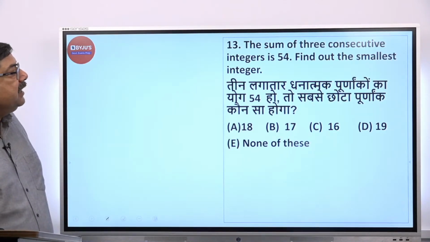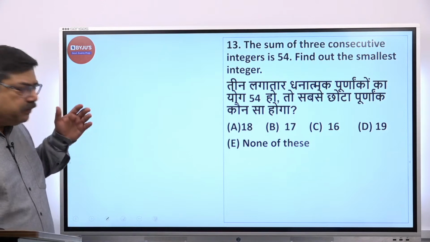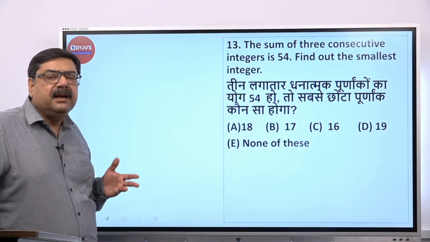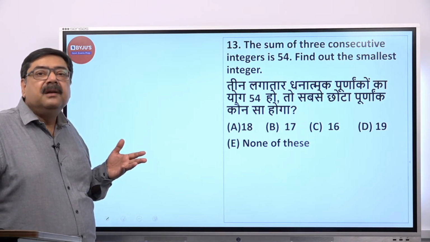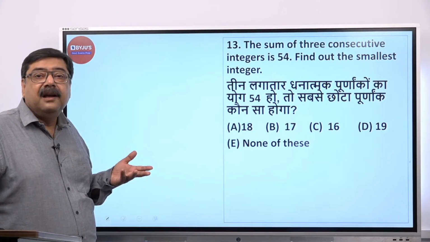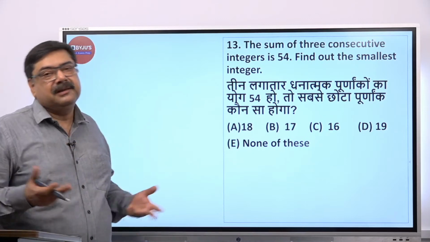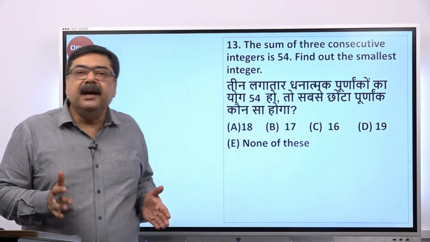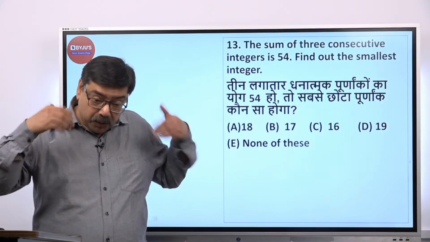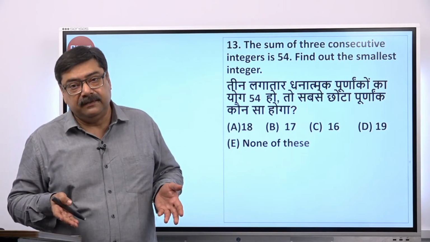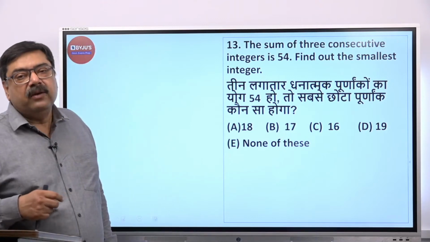Anyhow, the sum of 3 consecutive integers is 54. Find out the smallest integer. See, you need to brighten up your aptitude. It's not always about solving exam questions. It's about improving upon your IQ level, improving your intelligentsia. So it is not that I will solve only this type of questions. That doesn't make sense. Your whole aim here is not only to solve exam pattern based questions, but also to increase your intelligentsia and IQ level, your problem solving ability. That is what you need to improve upon.